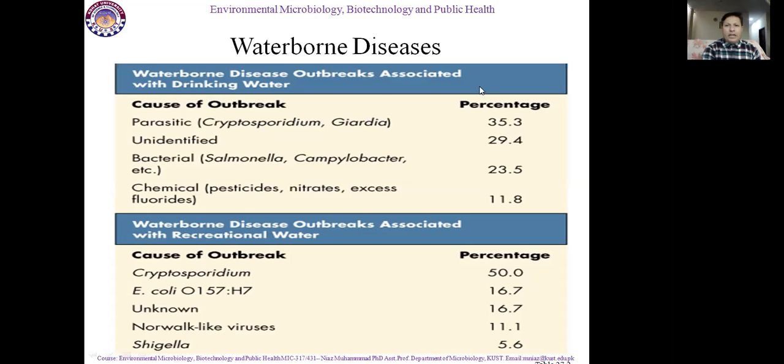Causes of outbreaks, if you see: parasitic, Cryptosporidium and Giardia, these outbreaks are almost 35%. Unidentified outbreaks, 29%. Bacteria, Salmonella, Shigella, and Campylobacter etc., cause 23% of outbreaks. Chemicals, pesticides, nitrates, excess fluorides cause problems in 11%.